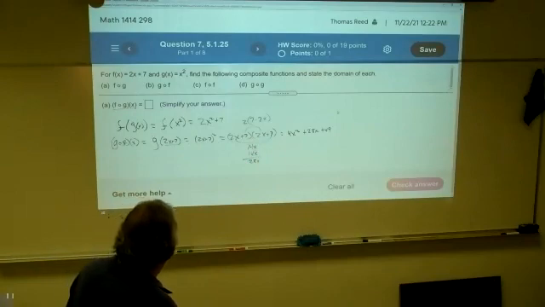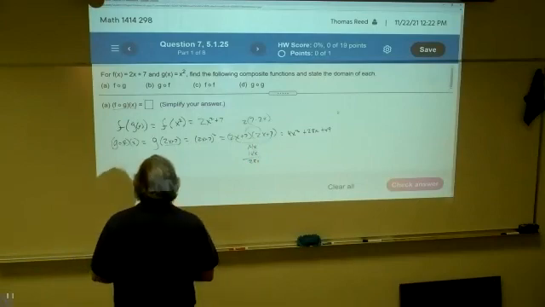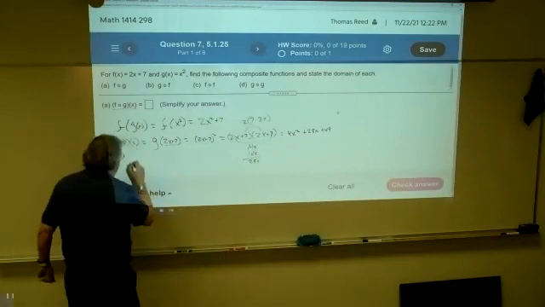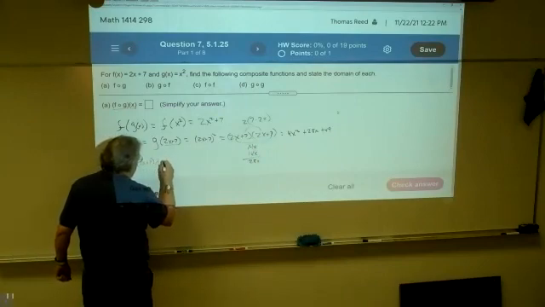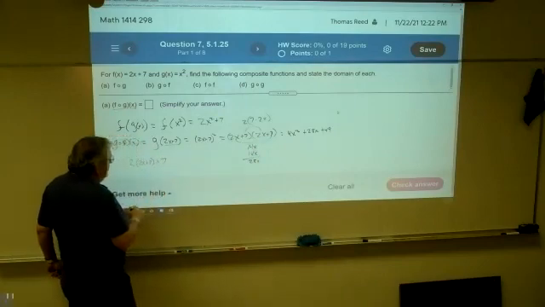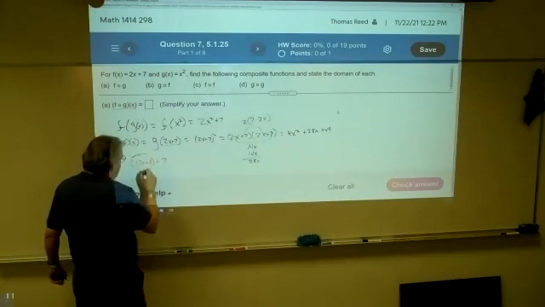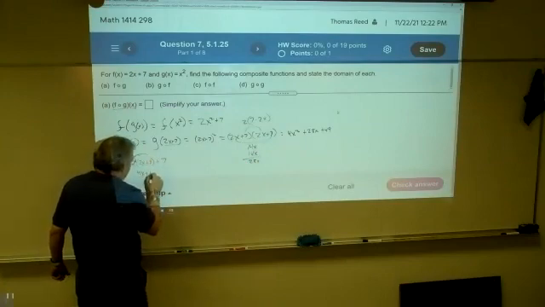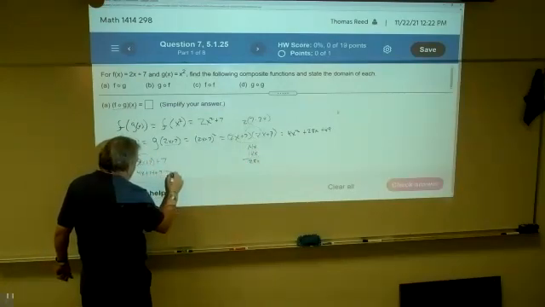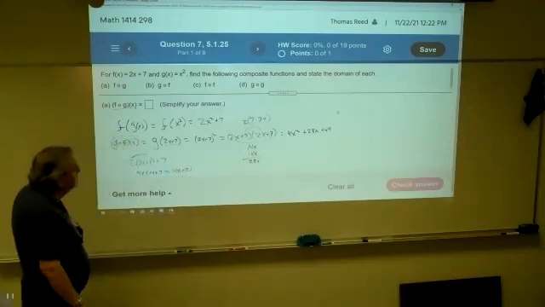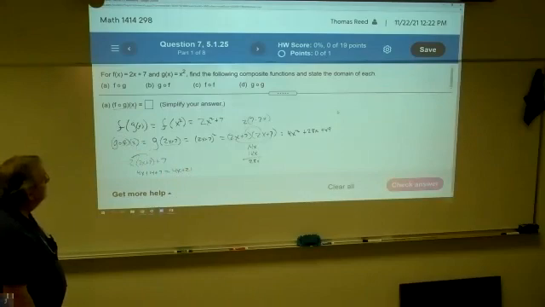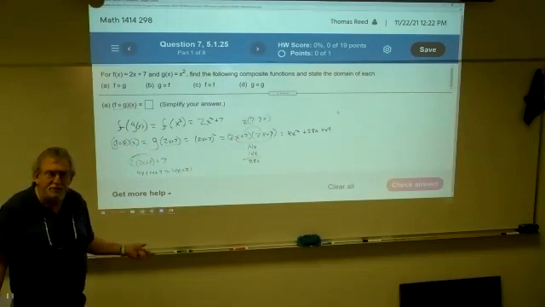F composed with F, I'm just going to put 2x plus 7 in place of x and get 2 times (2x plus 7) plus 7. I do the distributive property, which gives me 4x plus 14 plus 7, which gives me 4x plus 21. And G composed with G, I'm going to square x squared and get x to the 4th power.